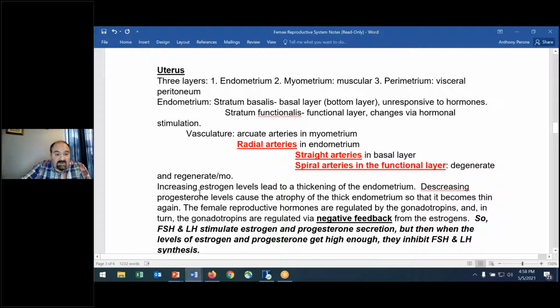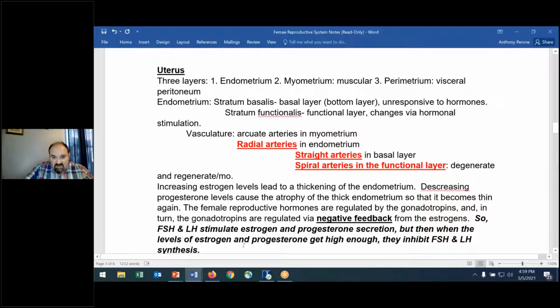Okay. You'll see here that increasing estrogen levels lead to a thickening of the endometrium. And then what will happen is that progesterone levels will also contribute to this as far as the second half of the uterine cycle. Okay, so primarily it's estrogen in the first portion of the uterine cycle, and then it's progesterone in the second half of the uterine cycle. Decreasing progesterone levels cause atrophy of the thick endometrium, so it becomes thin again. And so really, again, like I said to you, it's the drop in the progesterone levels that begins the first day of the uterine cycle.